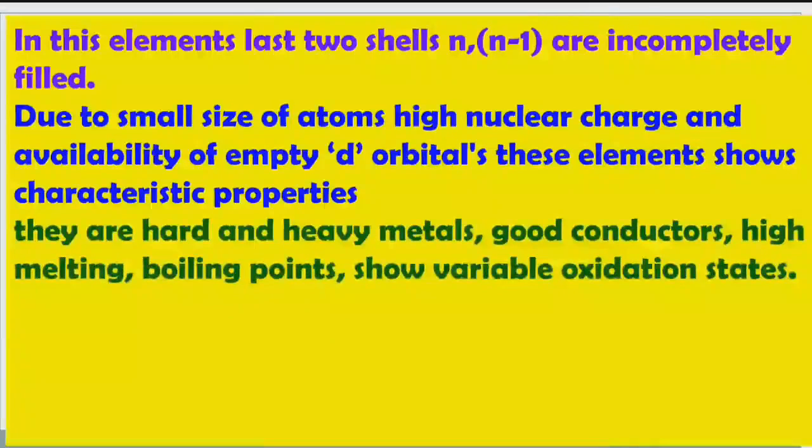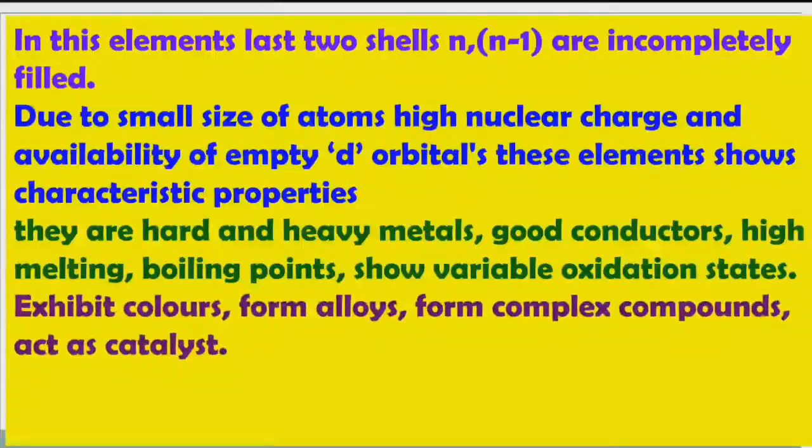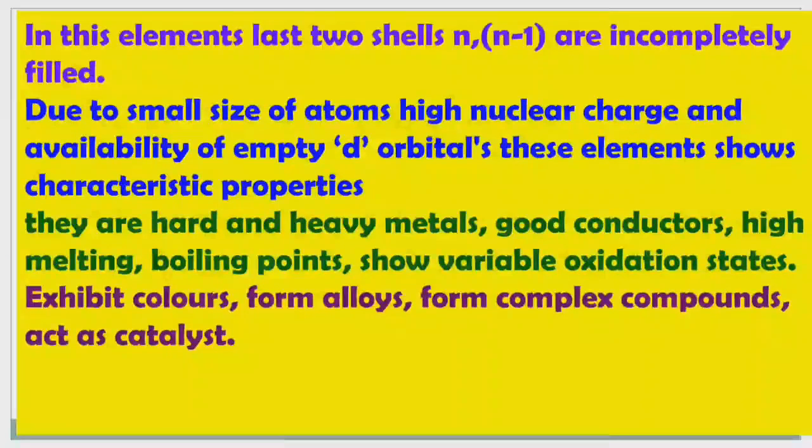They are hard and heavy metals. They are good conductors of heat and electricity. They have high melting and boiling points. They show variable oxidation states, exhibit colors, form alloys and complex compounds, and act as catalysts. These are the characteristic properties of the d block elements.